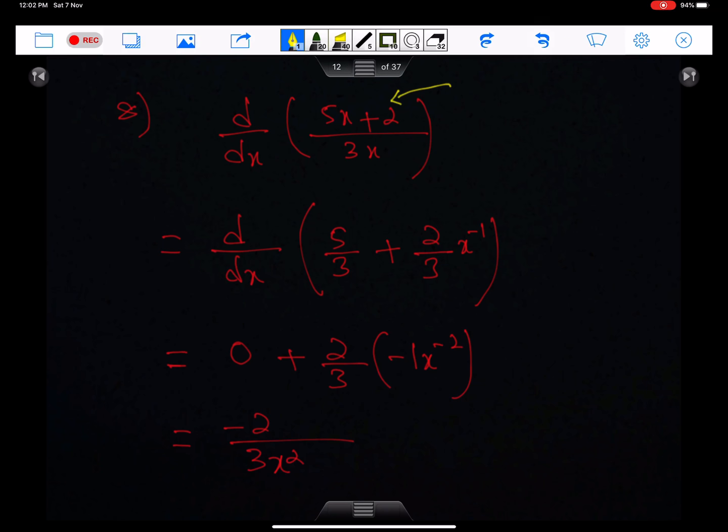So this is very important. Always copy d upon dx during the simplification and remove d upon dx as soon as you differentiate the function. So 5 upon 3 will become 0, 2 upon 3 is the coefficient, so it will remain 2 upon 3, and x power minus 1 will become minus 1 x power minus 2, and this is the answer, the simplified form.